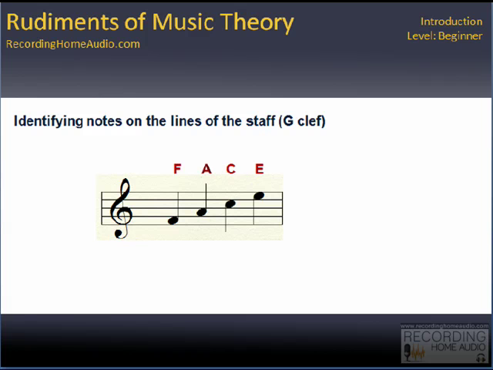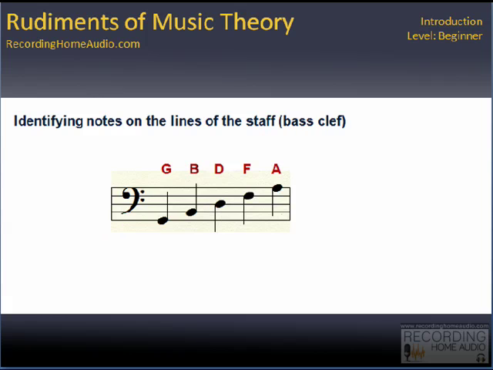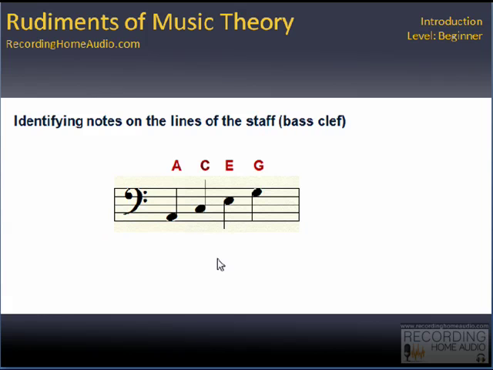You can use flashcards. We have some virtual flashcards on Recording Home Audio, which test your knowledge of sight. The whole idea is that it's kind of like reading: when you just see something, you know exactly where it is. If you see this note alone on a bass clef, you know that it's a G. And that just comes from practicing.